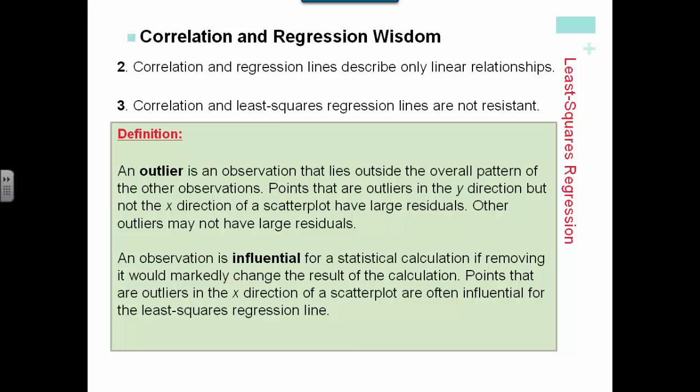Remember, an outlier is an observation that lies outside the overall pattern of the other observations. Points that are outliers in the y direction but not in the x direction of a scatter plot have large residuals. Other outliers may not have large residuals. An observation is influential for a statistical calculation if removing it would markedly change the result of the calculation. Points that are outliers in the x direction are often influential for the least squares regression line. So now we have to look at whether it's an outlier or whether it's a point that is simply influential.